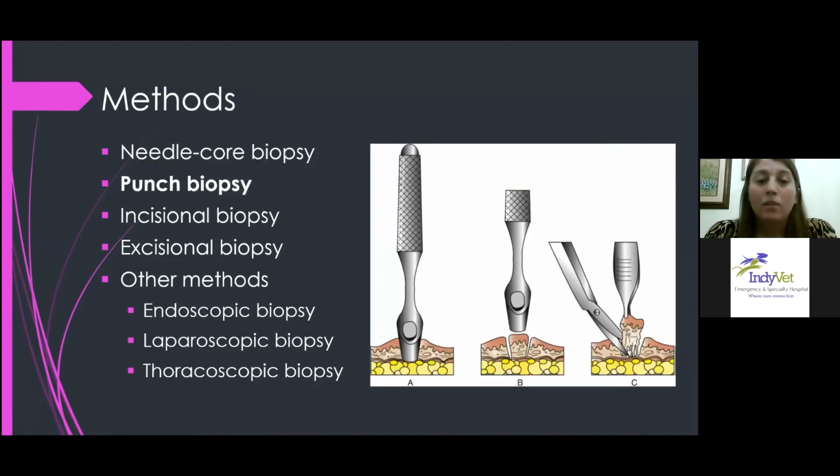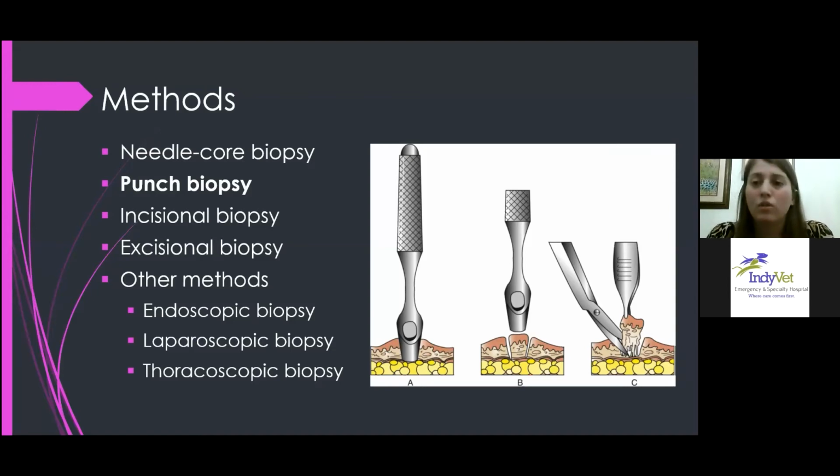Punch biopsy is the next one I'll talk about. It can also be used on any external tumor. It's commonly used for skin, oral, and perineal tumors. Also, if you want to do a liver biopsy, if you're already in the abdomen during surgery, like saying, hey, that liver looks abnormal, let's take a piece of it. Punch biopsy is very commonly used.